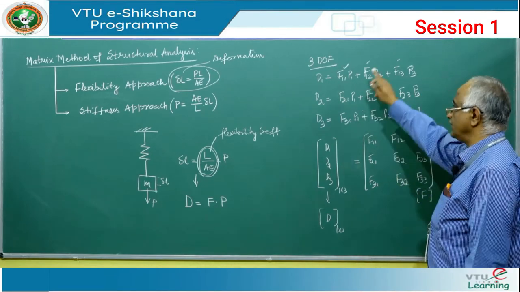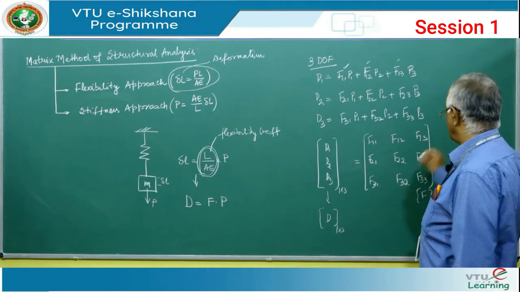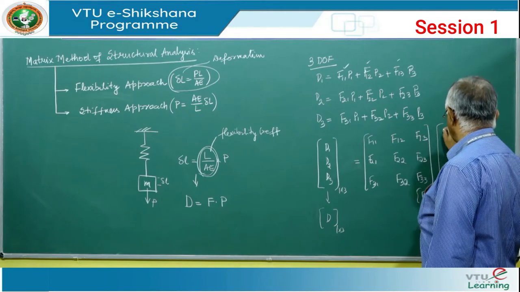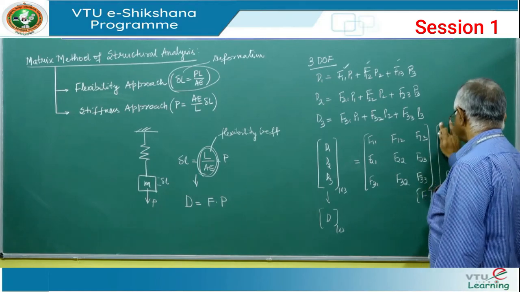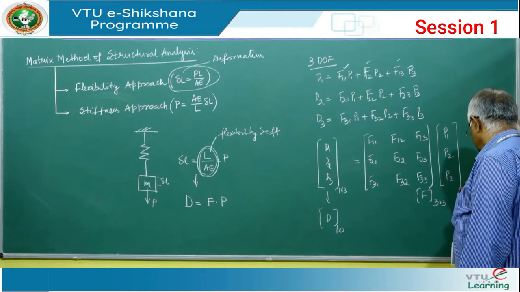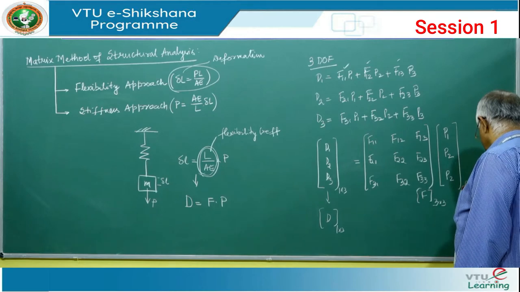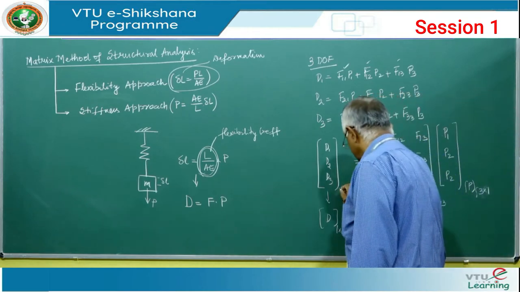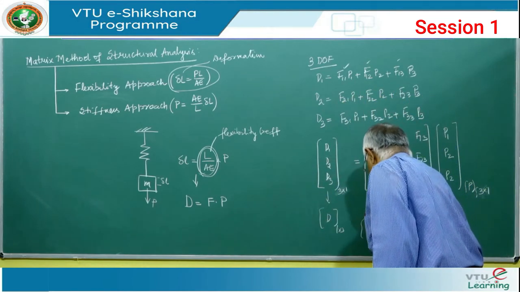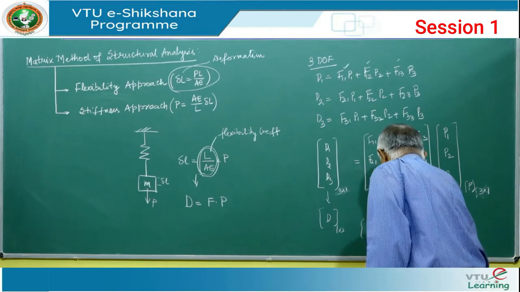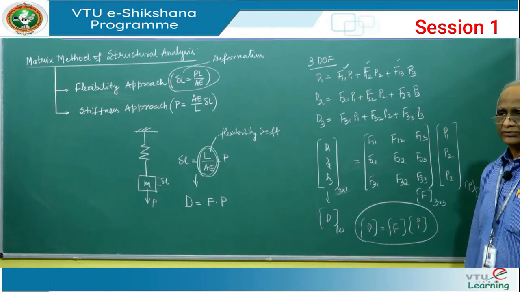What is the size of this now? How many unknowns? It will always be symmetric in nature, 3 cross 3. And coming to the force matrix, I have 3 known values, P1, P2 and P3. So this is again your vector. It will be 1 cross 3. Sorry, it is 3 cross 1, 3 rows and 1 column. This one is also 3 rows and 1 column. So finally, you can put it in the equation as D is equal to matrix F into matrix P. This is the basis of your flexibility approach.